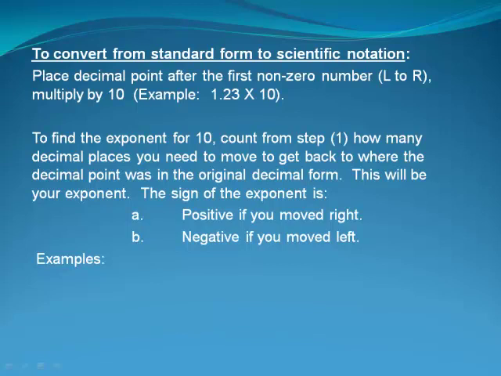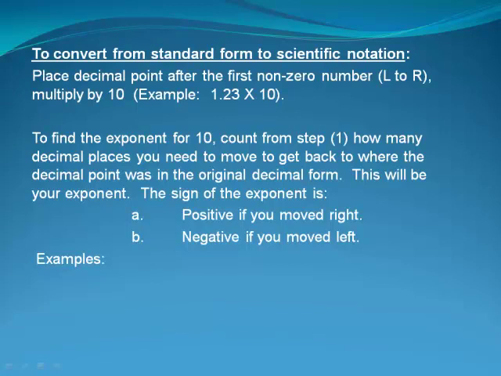To find the exponent for the 10, you're going to count from step 1 how many decimal places you need to move to get back to where the decimal point was in the original decimal form. Decimal form and standard form are the same. This will be your exponent. The sign of the exponent is positive if you moved right to get back to the original number, and negative if you had to move left. So let's look at some examples.